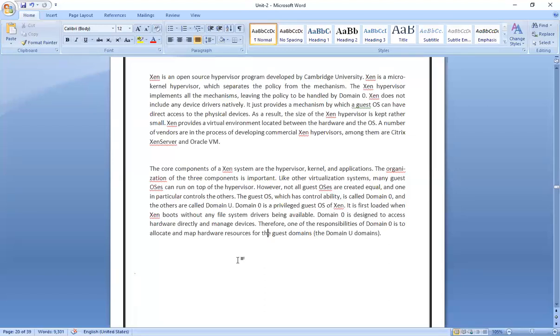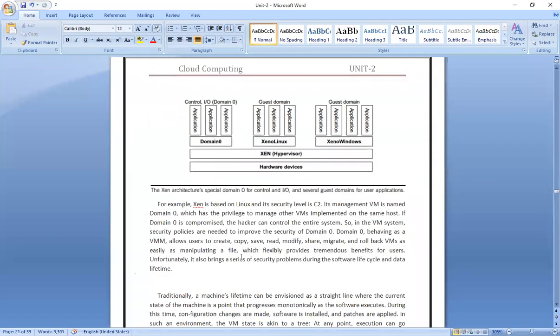So domain 0 has the control ability, and all the others are in the rest of the positions. So this is the lecture for today's session.